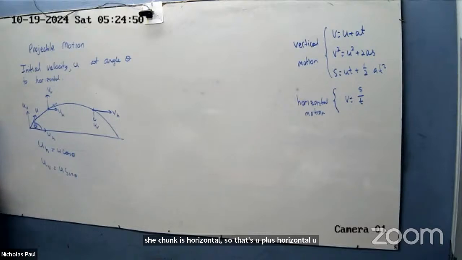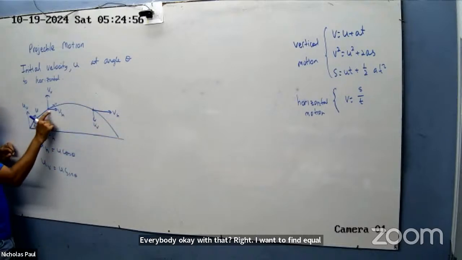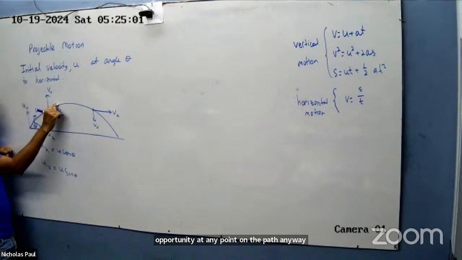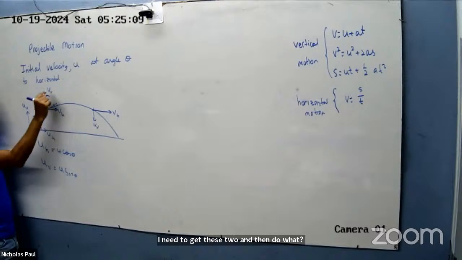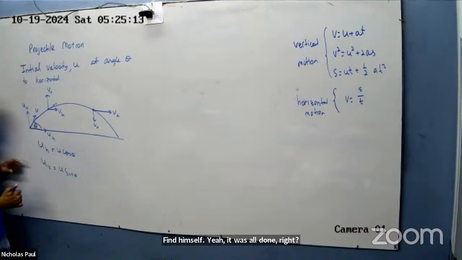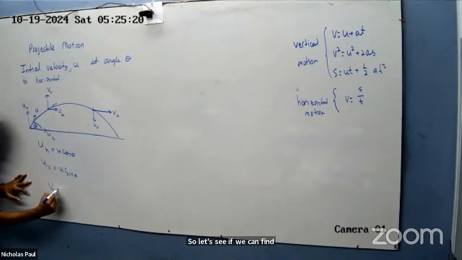Everybody okay with that? Yeah. I want to find the velocity at any point on the path, anyway. So I want to find the velocity there. To find this velocity, I need to get these two and then do what? Find the resultant. If I find this and this and then find the resultant, I'll get v. So let's see if we can find the horizontal component of velocity.